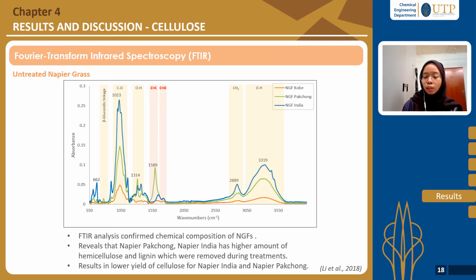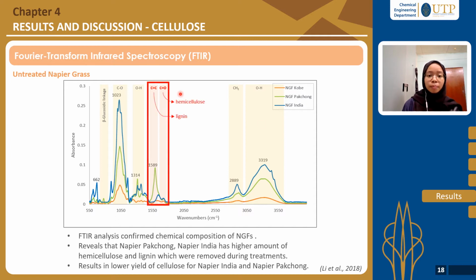So this analysis confirmed the chemical composition of Napier grass fibers, and what I want to highlight here is in this region, which corresponds to the functional groups of C=C and C=O. This region indicates the presence of hemicellulose and also lignin. So as we can see here, Napier Pakchong and Napier India has quite high peaks at this region, which indicates that they have higher amounts of hemicellulose and lignin, which were removed during treatments. This results in lower yield of cellulose for Napier India and Napier Pakchong.